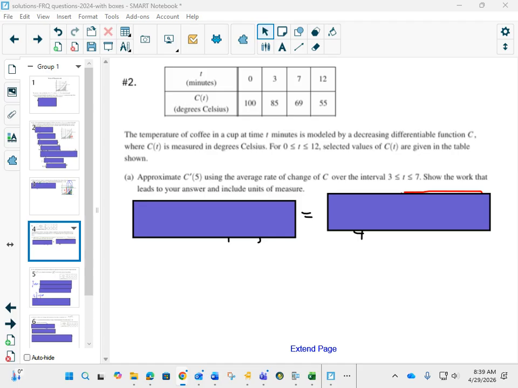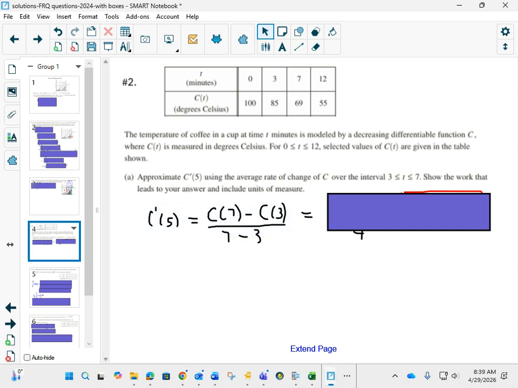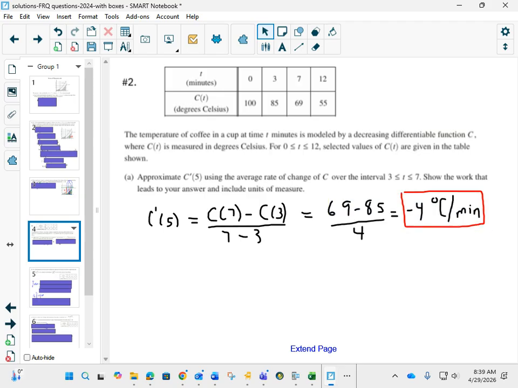So here we want to approximate C prime of 5 using the average rate of change of C over the interval from 3 to 7. If we're doing the average rate of change, and we don't have the rate of change equation, we're just finding the slope of that secant line. So we look at C of 7 minus C of 3, so that'll be the 85 minus the 69, divided by the change there, 4, and we can assume it's going to be minus 4 degrees Celsius per minute.